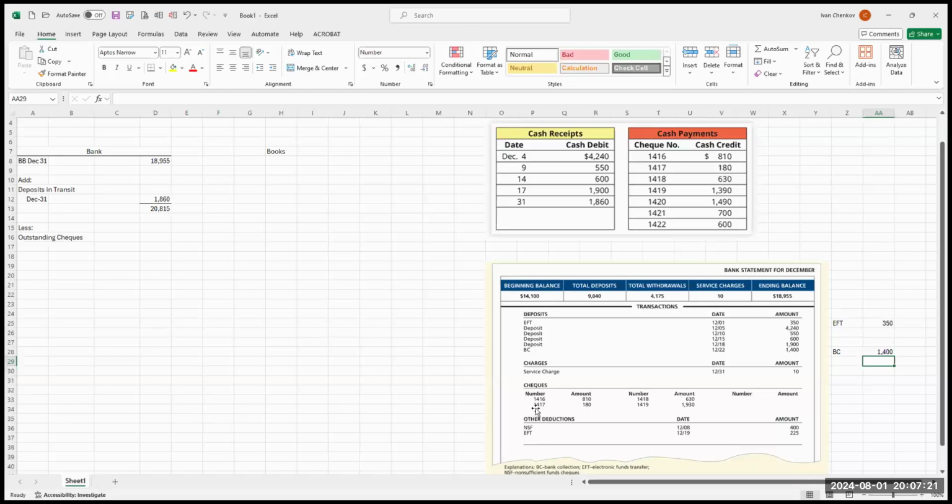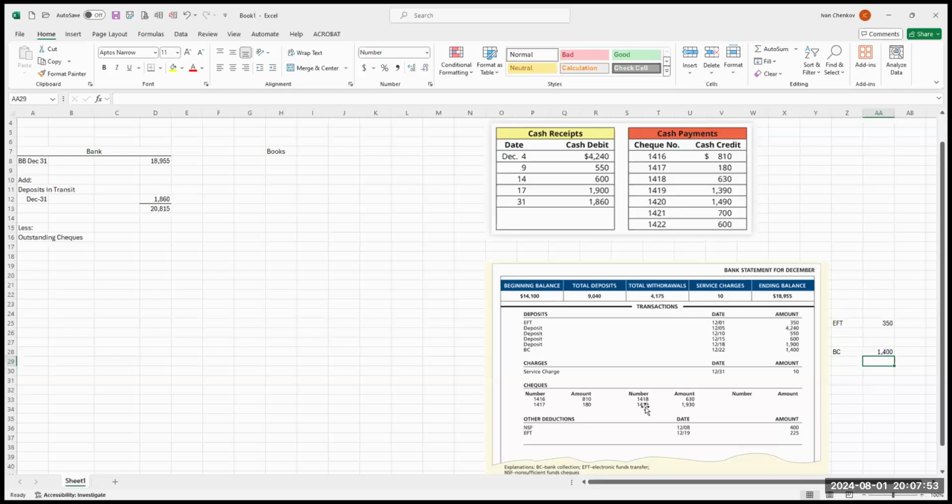Next check is 1417 for $180, which we have in our books. This check is also cleared from our bank account. The money was deducted from our bank account. Everything is the way it should be. Next check is 1418 for $630. That check was issued and recorded in our books, also cleared in our bank account. There's no problem with that check. Same number of the check, same amount, everything looks in order.